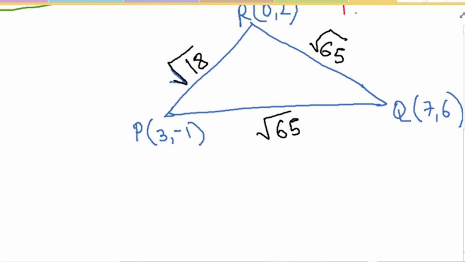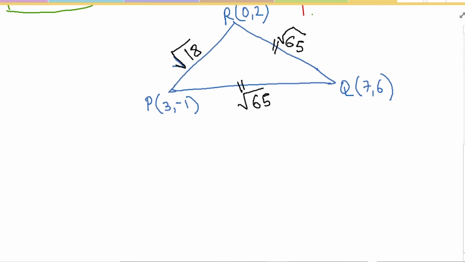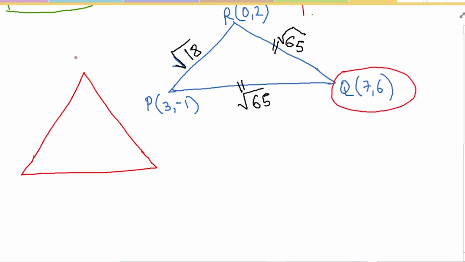So if you look at that, you're able to see that this side and that side are the same. If I may redraw this so that it looks like an upright triangle, this is how it would be. Our point Q is going to be on top, so that this side is the same as that side, and down at the base we have P and R. We have Q as (7, 6), R as (0, 2), and P as (3, -1).